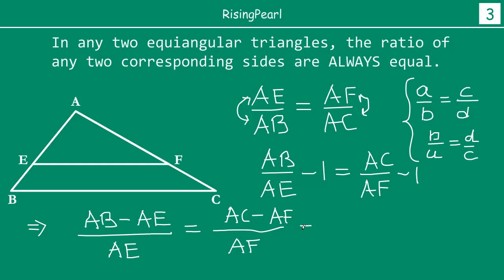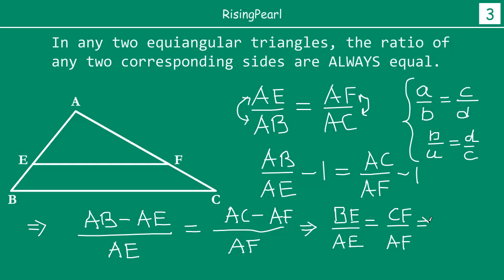Now if you look closely, friends, what is AB minus AE? AB is this entire length, and if you subtract AE, you are left with BE, the small portion BE. So you have here BE by AE is equal to, similarly, AC minus AF. AC is the whole length, AF is this, so if you subtract, you are left with CF, or FC by AF.